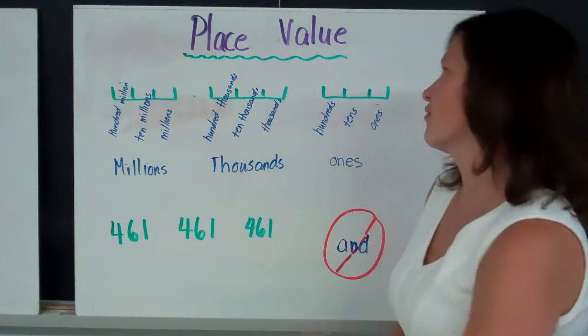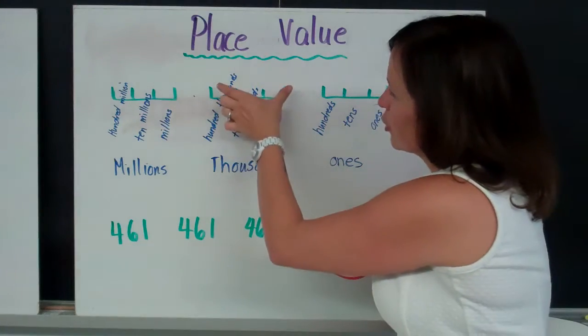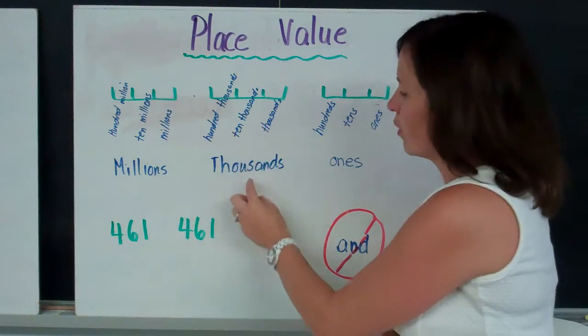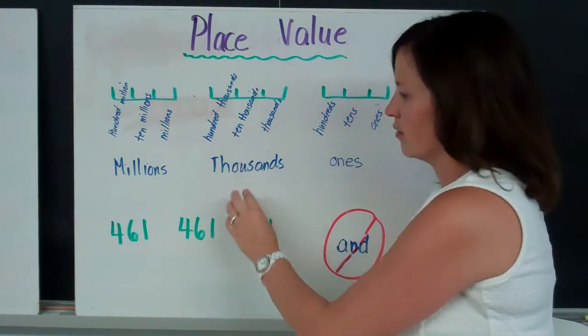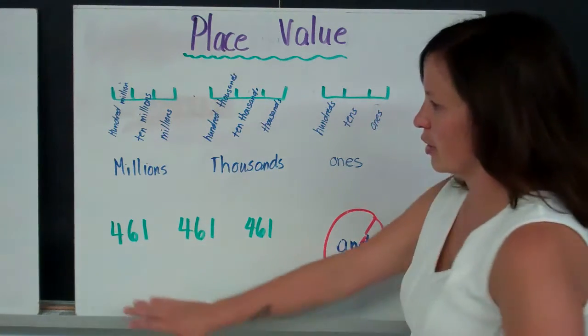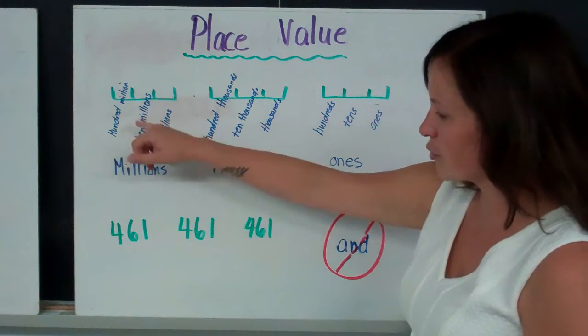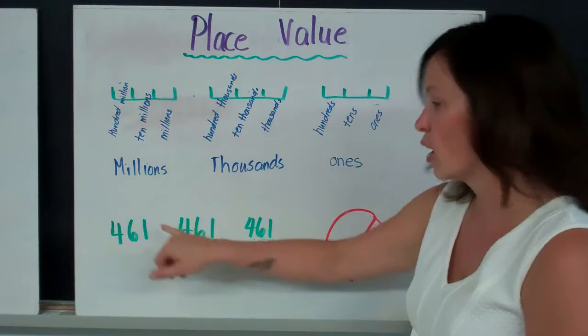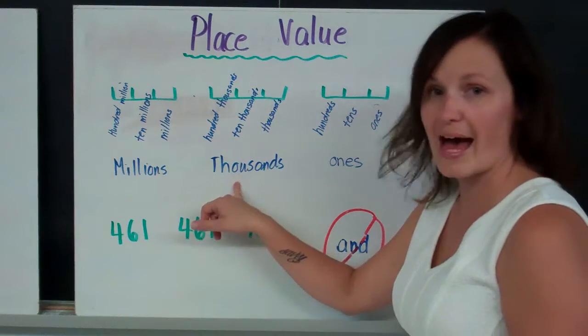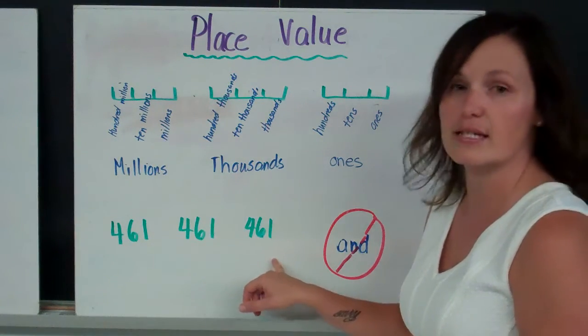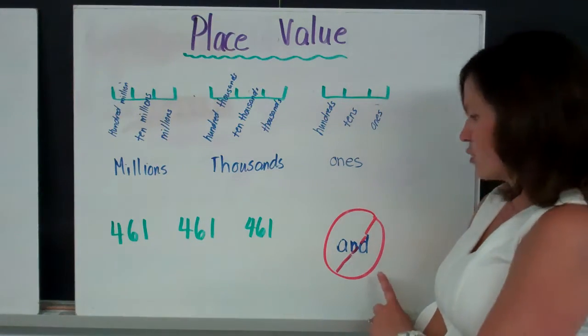When I'm reading a number from the place value, I read the group of 3 numbers before I say its title. So for example, this is my number. I read it 461,461,461.